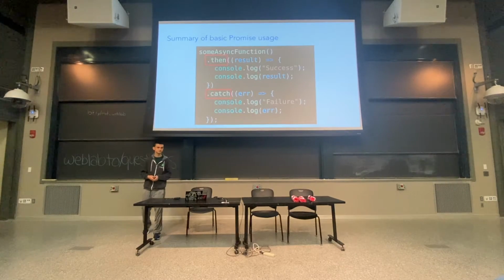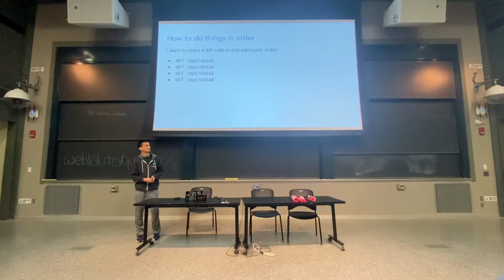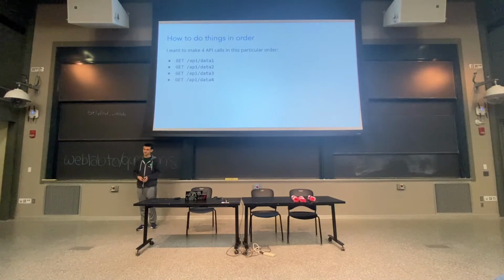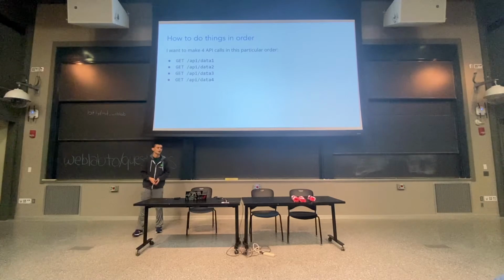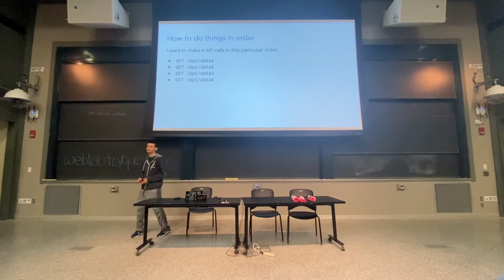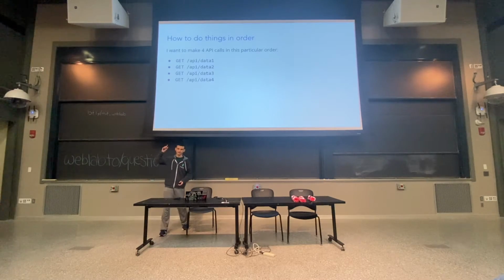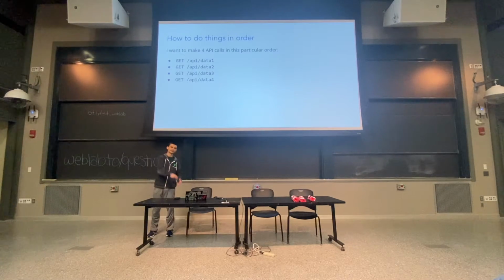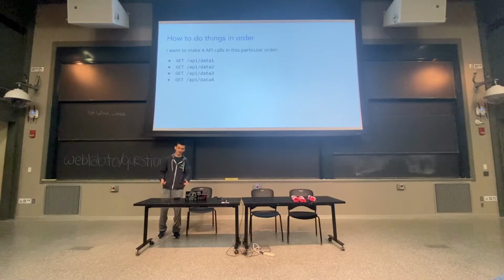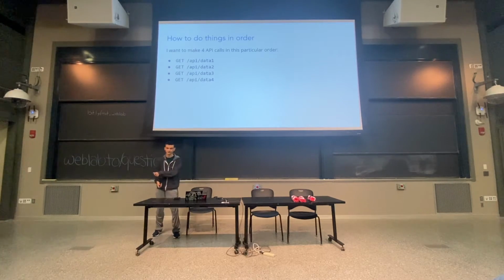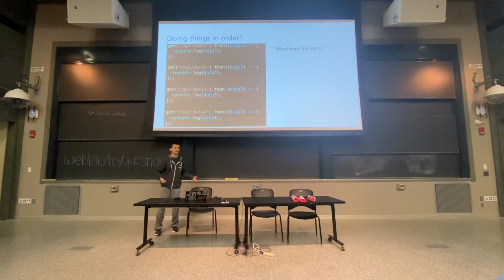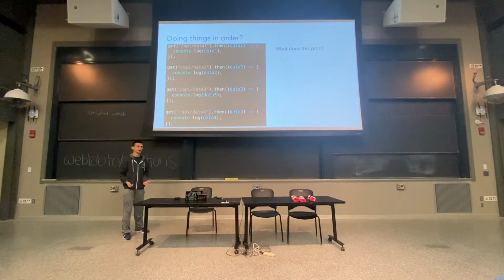Okay. So let's try to think about some more advanced usages of promises now. What if I have 4 things I want to do, but I want to do them in order? So I want to get data 1, after that's done, then I want to get data 2. After that's done, then I want to get data 3. This might be necessary in some applications where you have to do things in a certain order. Will this work? Obviously not. But what does this print out?